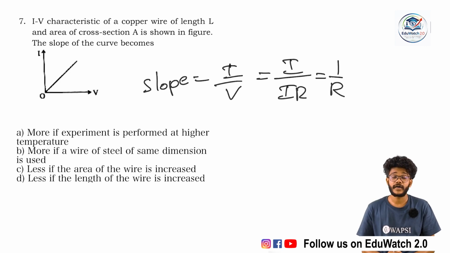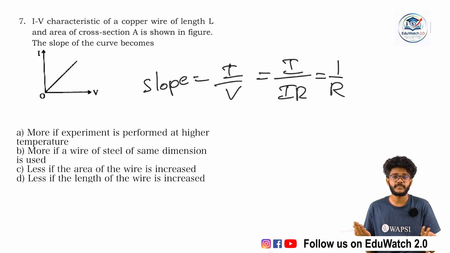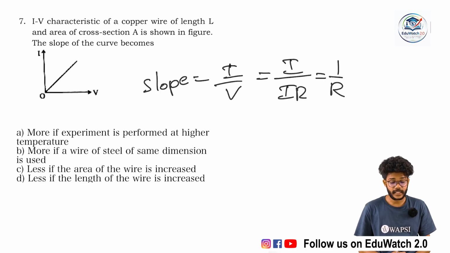That means if the temperature is increased, the slope decreases. It is not more, it is less. So option A is incorrect. And option B, more if a wire of steel of same dimension is used. Option B does not make any sense. Option C is less if the area of the wire is increased.